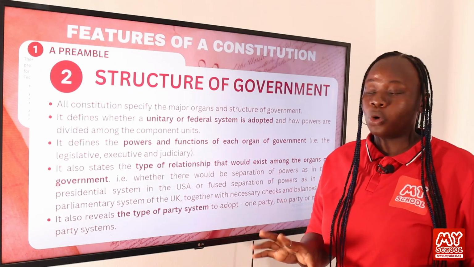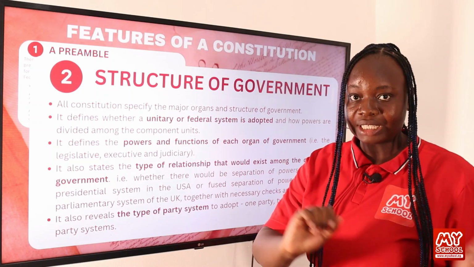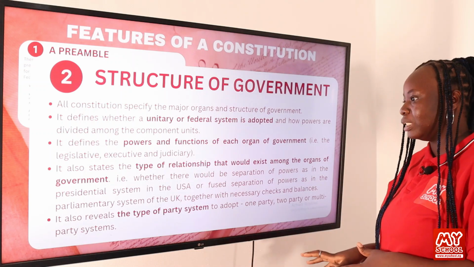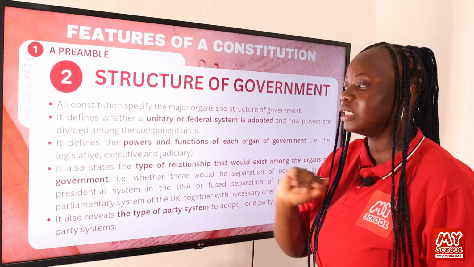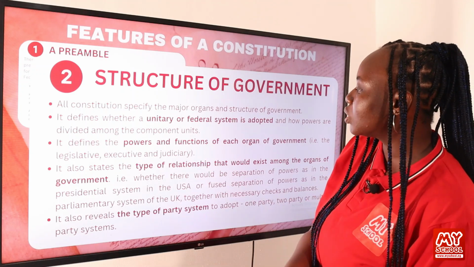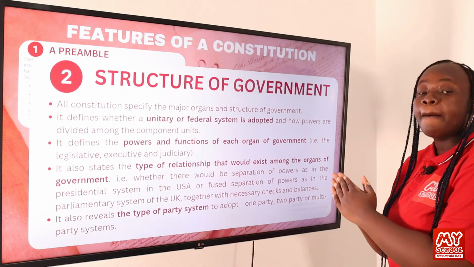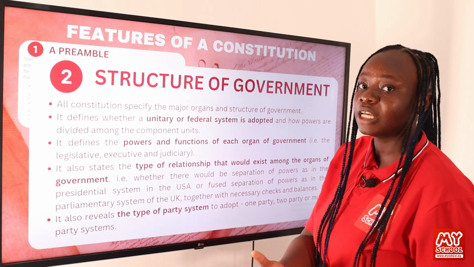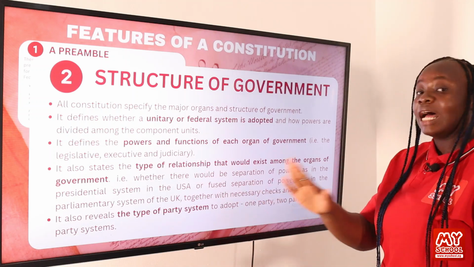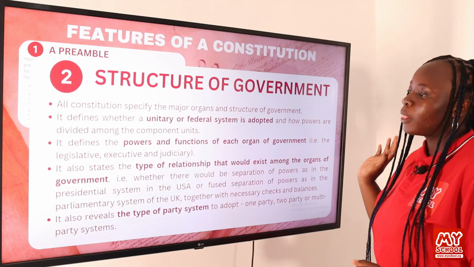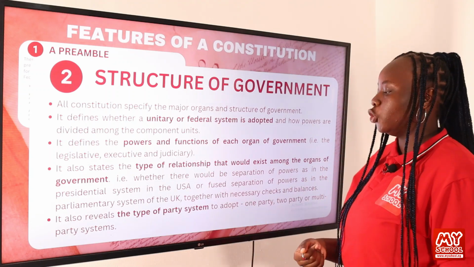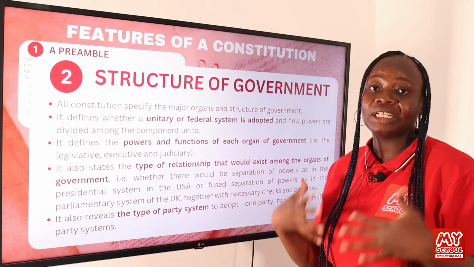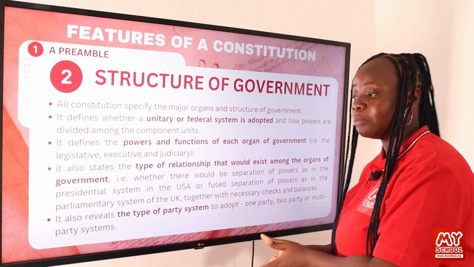So in all constitutions of the world, they define whether they are to adopt a unitary system or a federal system of government. It also defines the power and functions of each organ of government, that is, the legislature, executive, and judiciary. It also states the type of relationship that will exist among these organs of government, that is, whether there will be a separation of power, as in the presidential system of the United States of America and Nigeria, or full separation of power, as in the parliamentary system of the United Kingdom, together with necessary checks and balances. So it's essentially determining whether they should adopt a presidential system or a parliamentary system.